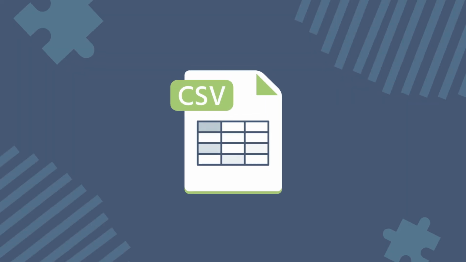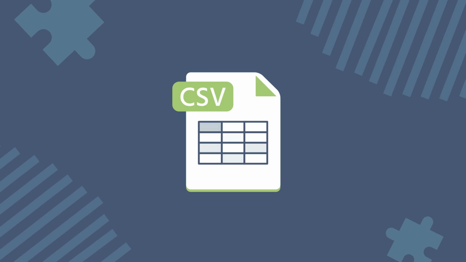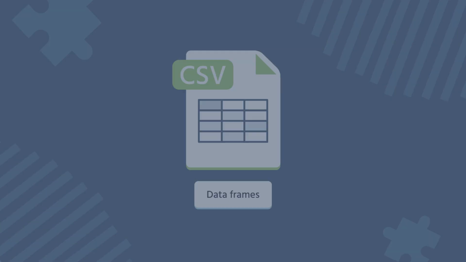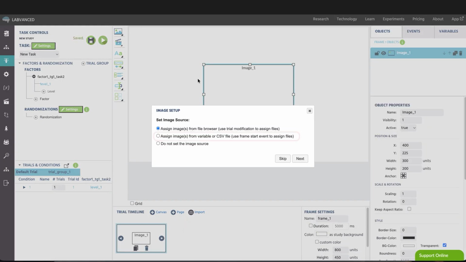The second most commonly used approach for assigning and presenting stimuli is via CSV, also known as data frames. For example, let's begin by adding an image object, but you can apply this process with other objects as well, like audio. Create a data frame variable to store your CSV file.